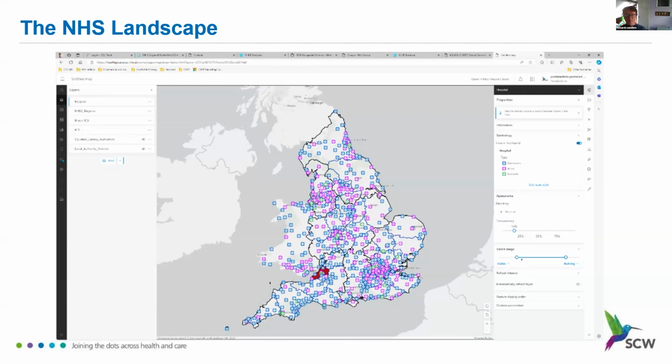So why am I saying this? Well, partly it's an example of why maps are useful, why geospatial is useful within the NHS landscape.